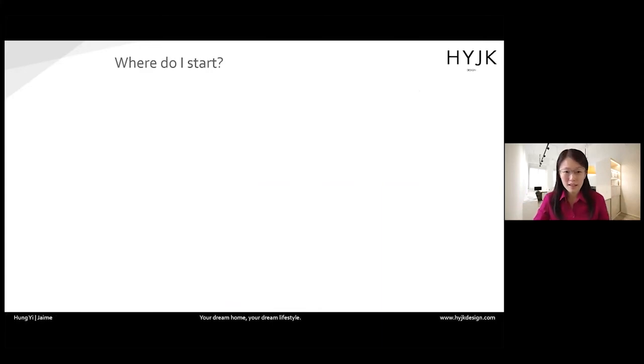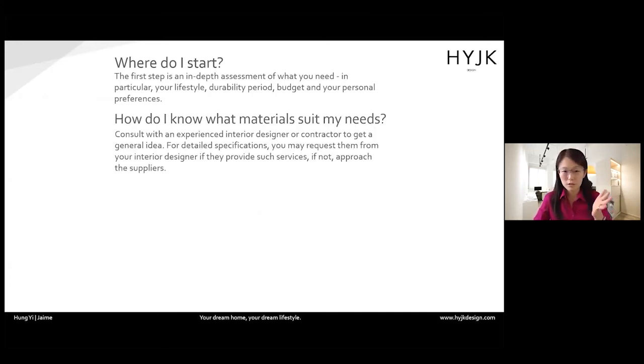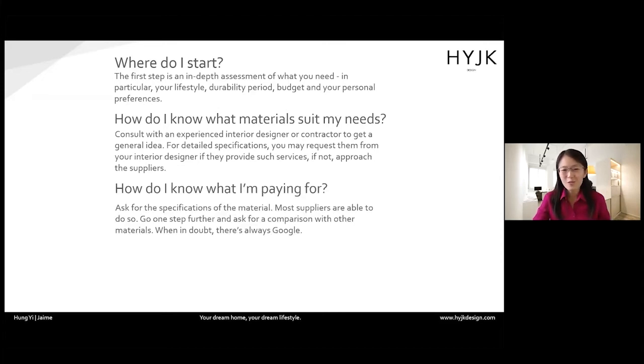So where do you start now? Okay, first step is the in-depth assessment of what you need, as I mentioned. So your lifestyle, durability period means how long you're looking to keep your property, your budget, and of course your personal preferences, whether you like it, you don't like it. Okay, so how do you know what material suits your needs? You should consult with either an experienced interior designer or contractor, get a general idea. And if let's say you need very detailed specifications, you may request for them from your interior designer if they provide such services, or if not, you can approach the suppliers directly, and I'm sure they'll be happy to help you.